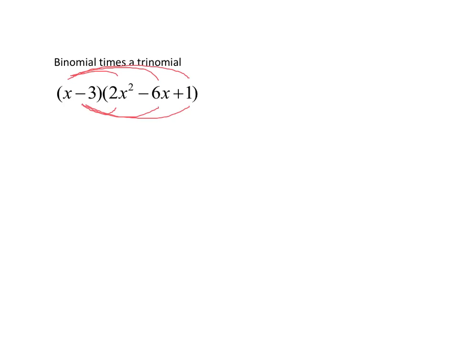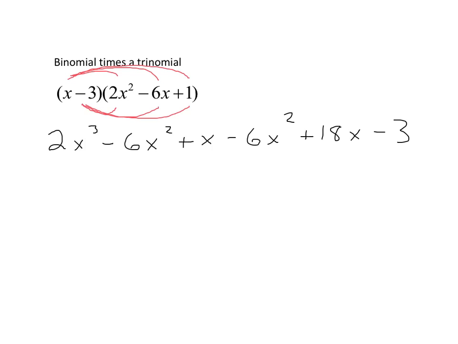So first we'll do x times 2x squared, which is 2x to the third. X times negative 6x, negative 6, and then x times x is x squared, and x times 1 is just x. Then negative 3 gets multiplied by everything. Negative 3 times 2x squared, that's negative 6, and the x squared stays. Negative 3 times negative 6x, positive 18x. And then negative 3 times positive 1, that's minus 3.